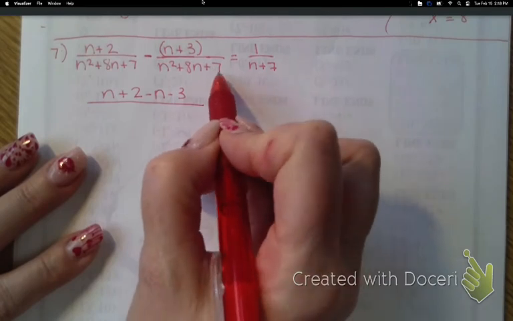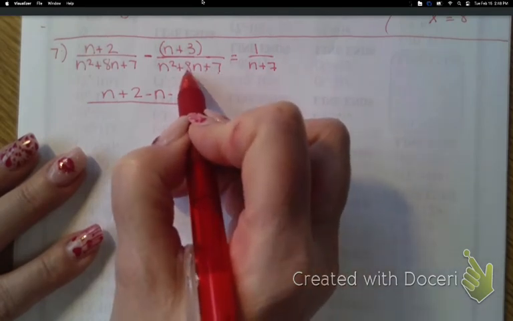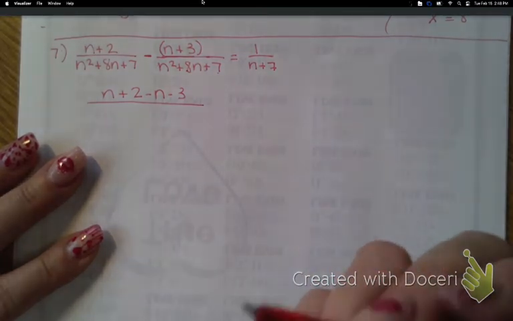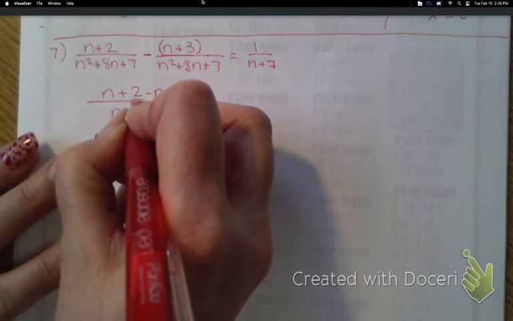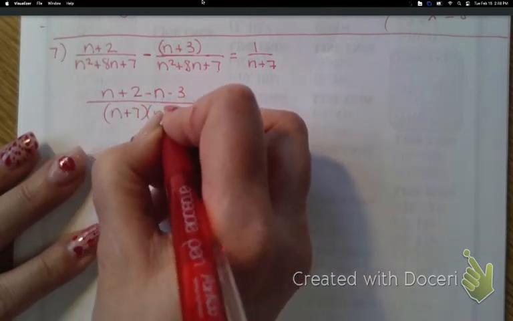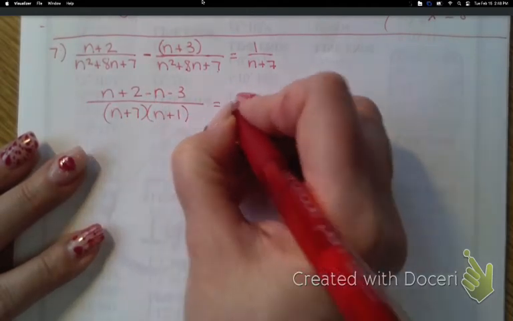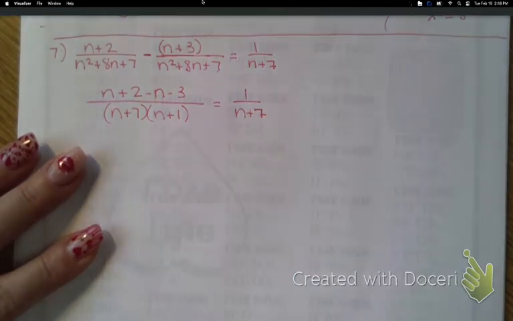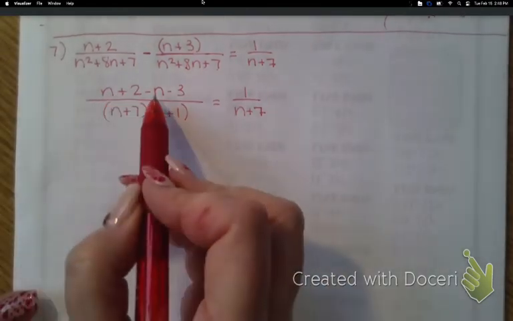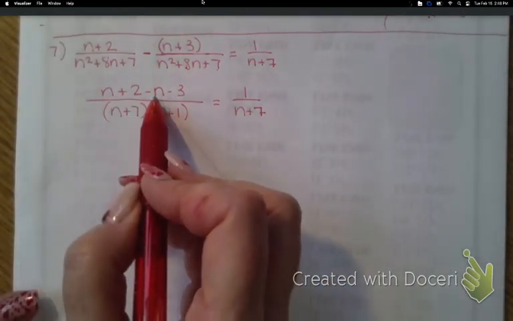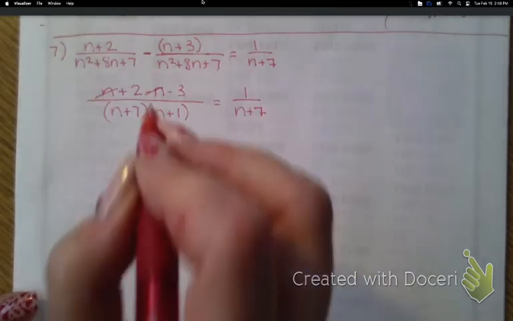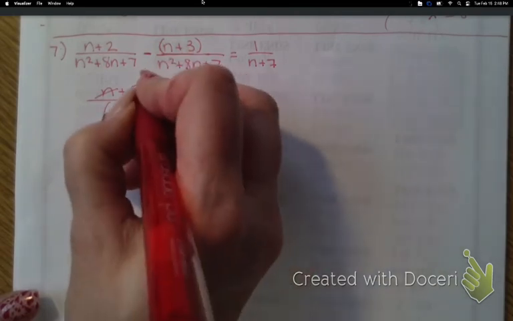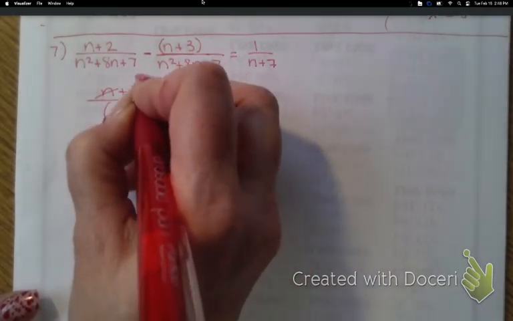So I have factors of 7 that add to 8. 7 and 1. So n plus 7 and n plus 1 equals 1 over n plus 7. Yes? Well, I have n minus n, so that's what? 0. And I have positive 2 and negative 3, negative 1. And I don't want to rewrite the whole thing, I'm just writing negative 1.